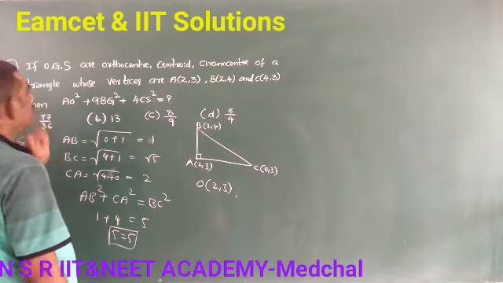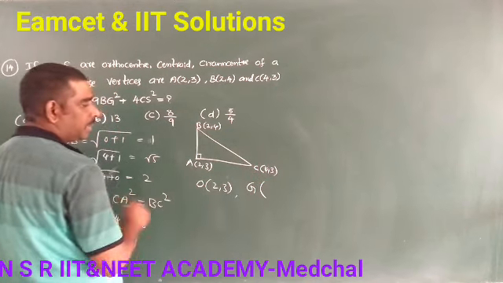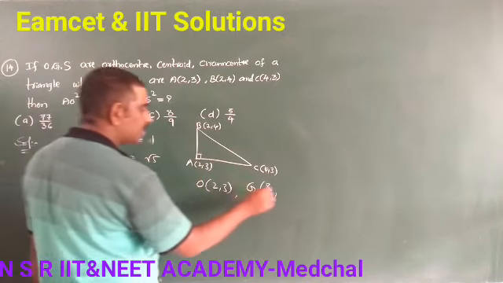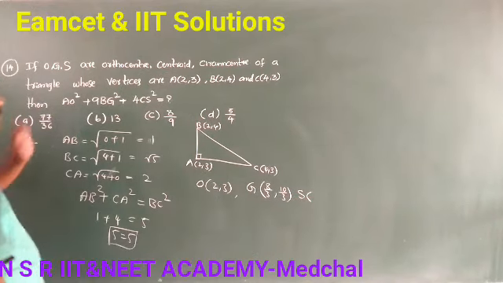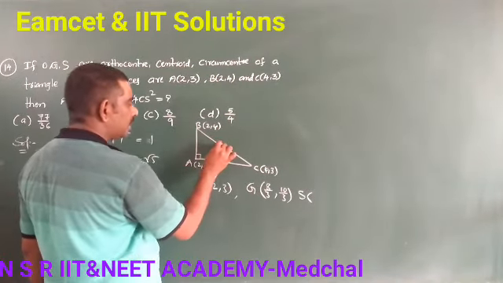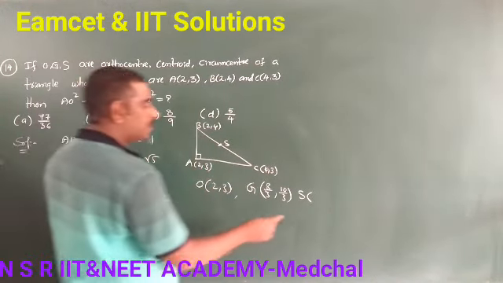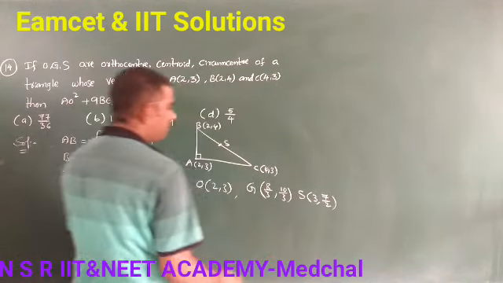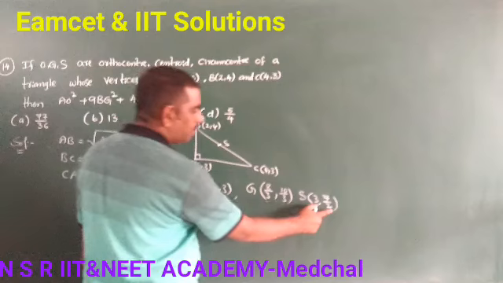Next, centroid G is equal to x1 plus x2 plus x3 by 3: 4 plus 2 is 6, 6 plus 2 is 8, so 8 by 3. Next, 3 plus 3 is 6, 6 plus 4 is 10, so 10 by 3. Next, circumcenter. In a right angle triangle, the circumcenter is the midpoint of the hypotenuse. So find the midpoint of BC. 4 plus 2 is 6, by 2 we get 3. Next, 3 plus 4 is 7, so 7 by 2.